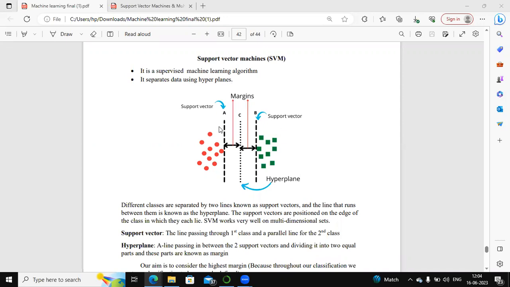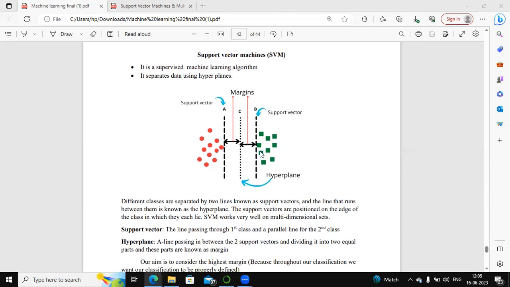We draw a support vector, and once we have a support vector we draw a hyperplane in between in such a way that the distance between AC is equal to CB. So this here is the hyperplane and these two are the support vectors. This class belongs to A, let's say A class, and this is B class.